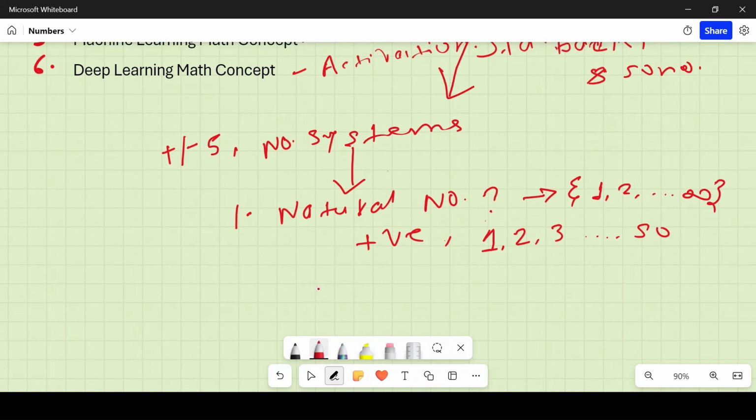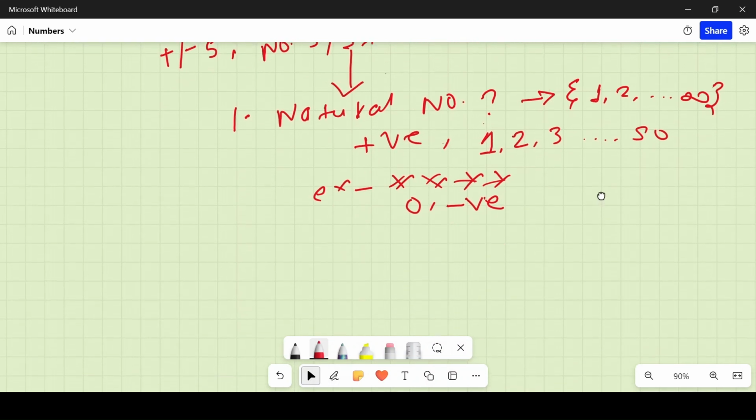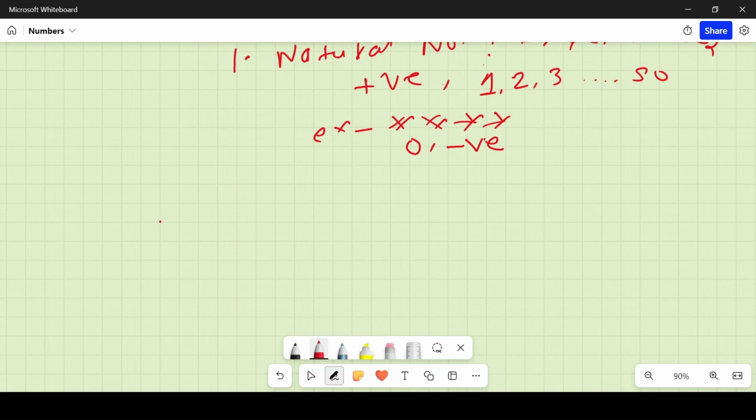Let's look at a real life example. Suppose you are counting stars in the sky, and the count cannot be zero and cannot be negative. Moving on to the second type of number, that number is the whole number. When we include 0 with natural numbers, it becomes the series of whole numbers.